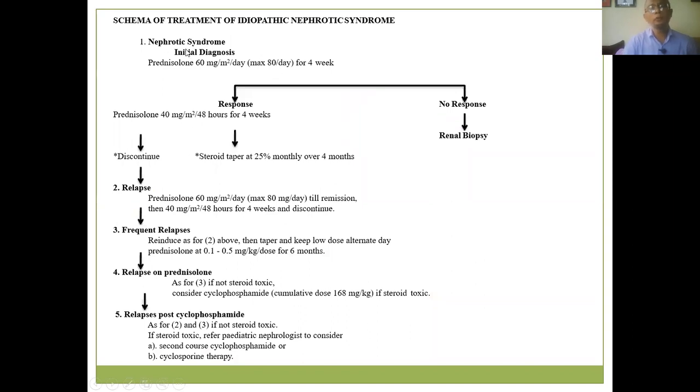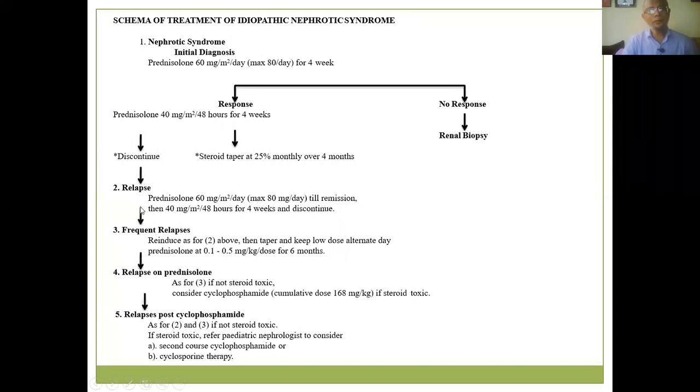So when you are labeling a case as nephrotic syndrome, at initial diagnosis, you will prescribe prednisolone, as already mentioned, 60 milligram per square meter body surface area per day, maximum 80 milligram per day for 4 weeks. If there is a response after 4 weeks, you will reduce the dose of prednisolone to 40 milligram per square meter body surface area for 48 hours for 4 weeks. And if there is a remission, if there is no albumin in the urine, then gradually you will reduce the dose of steroid. You have to taper the dose of steroid 25% monthly over 4 months. And after that, you will discontinue.